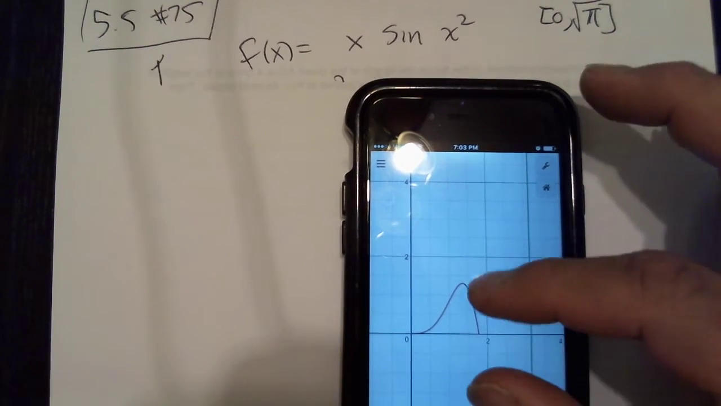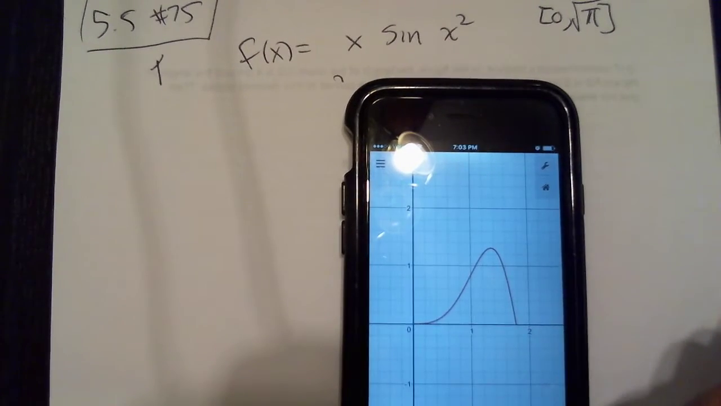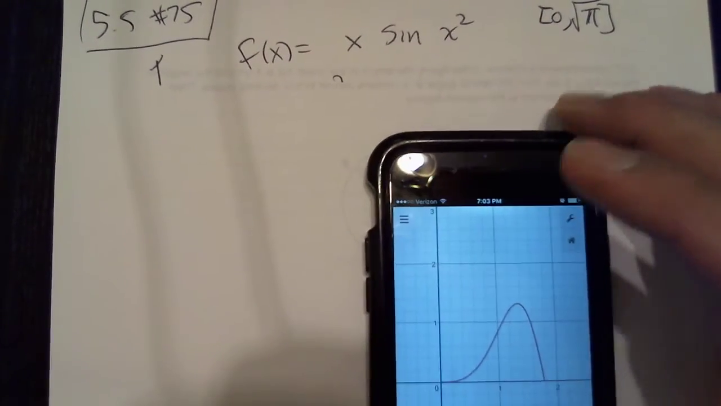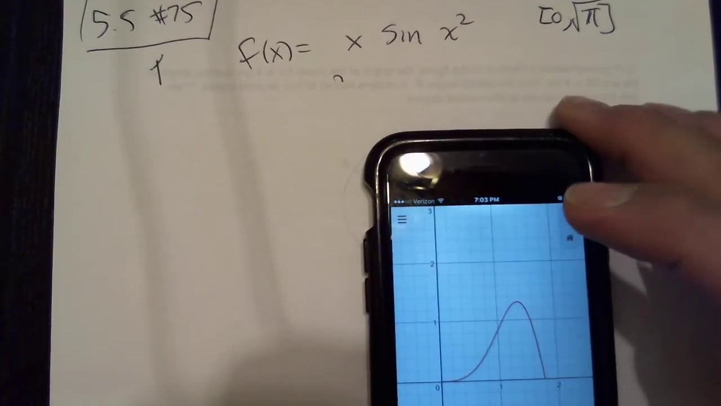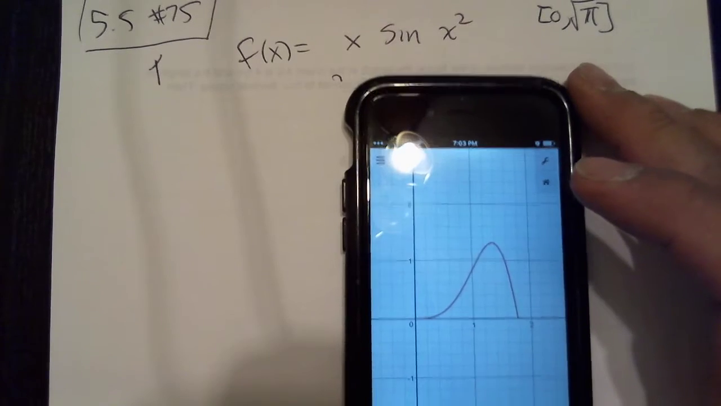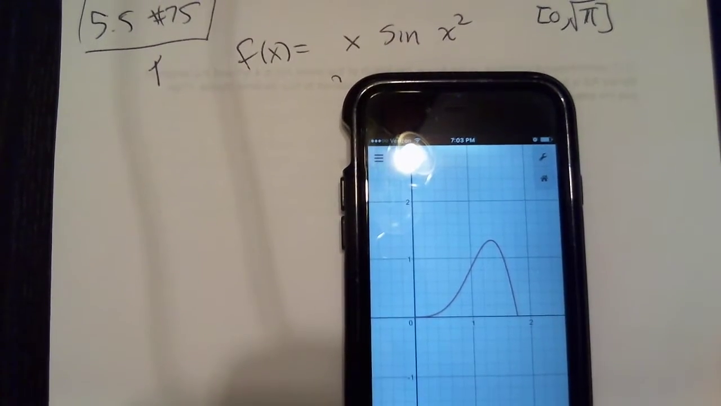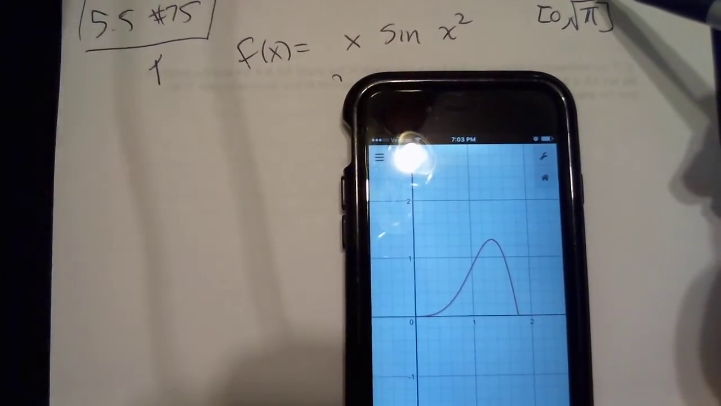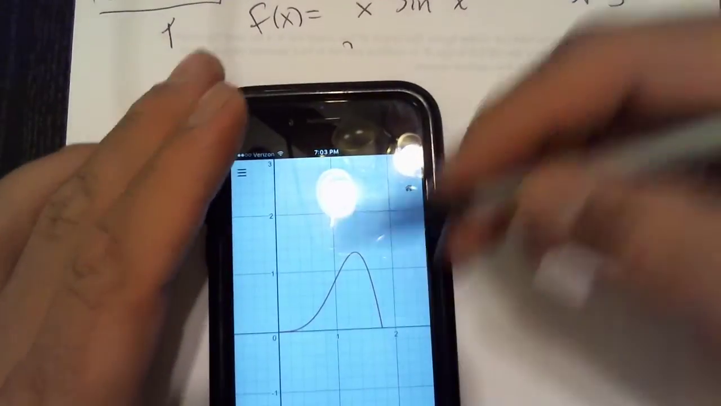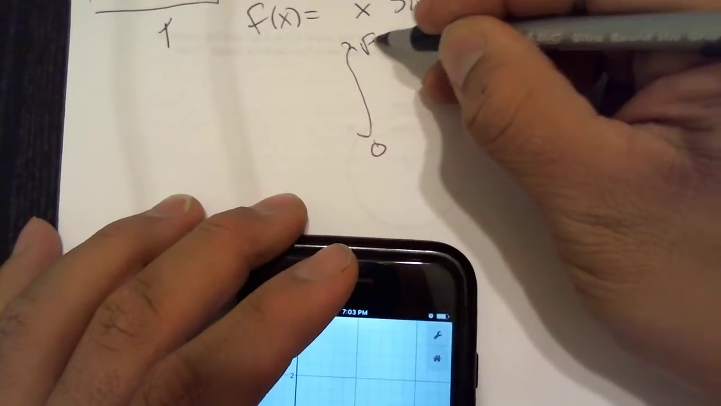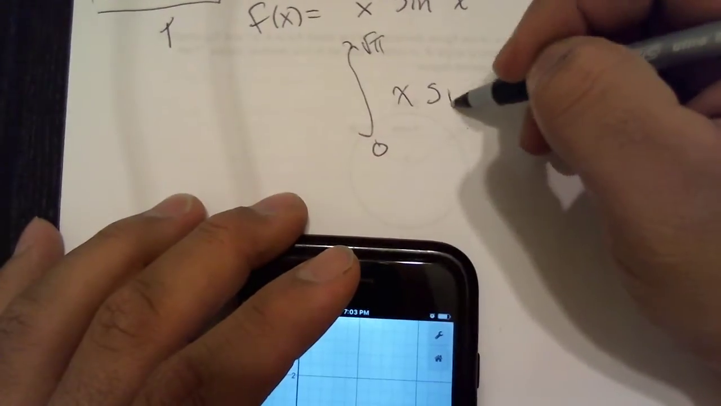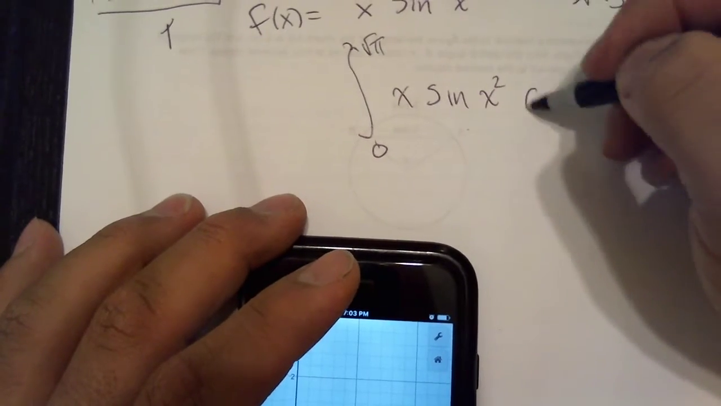Okay. So just looking at the region, we could see that it's not so bad. It's all above the x-axis, so I don't need to find any intersection points. Once I see what it looks like, I have the limits of integration, and I want to find the area under the curve. I really just need to calculate the integral of x sine of x squared dx.